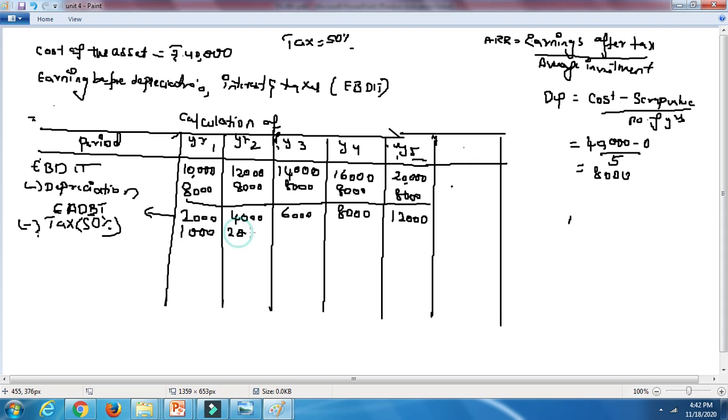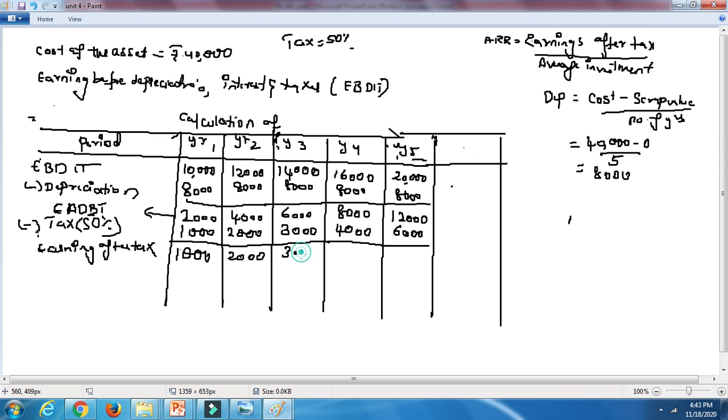Here 4,000 is 2,000, 6,000 is 3,000, 8,000 it will be 4,000, 12,000 it will be 6,000. We are doing 50% of the answer that is above. Okay, don't get confused. So now what will be remaining? This is nothing but your earning after tax. Okay, so this is what we require for our question. 1,000 it is, second year 2,000, third year 3,000, fourth year 4,000, fifth year 6,000.